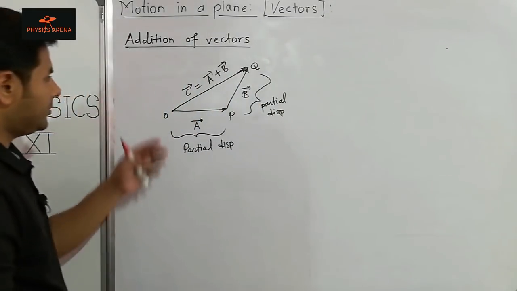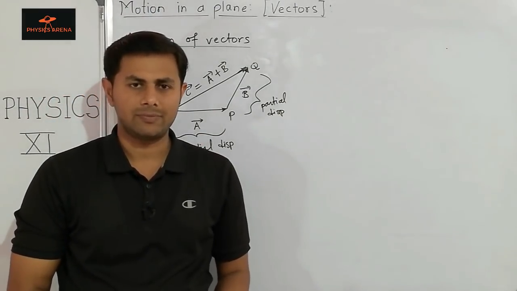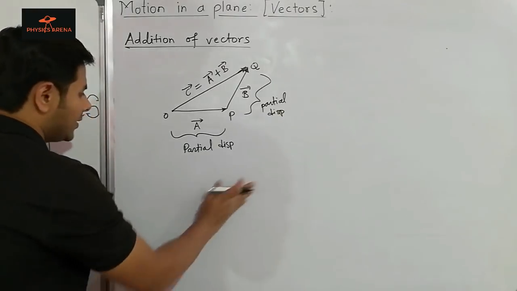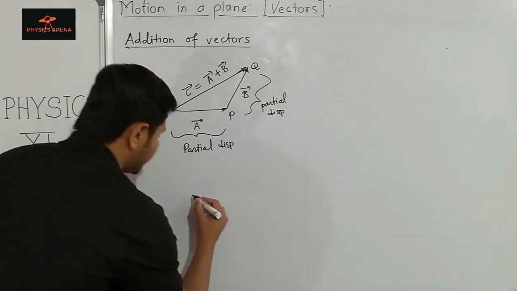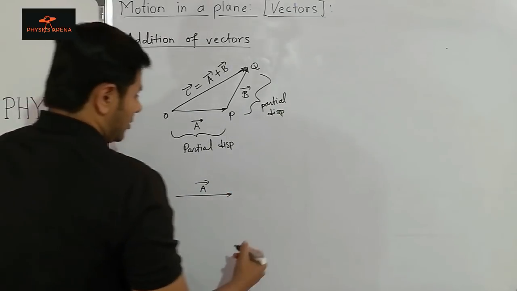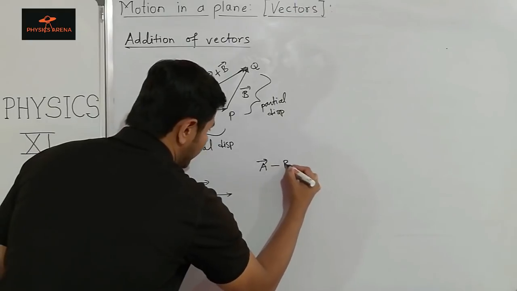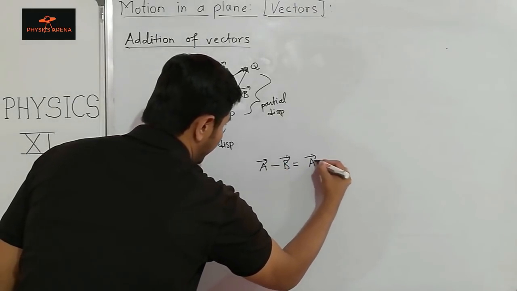Now suppose I want to subtract B bar from A bar. What should I do? So we know that subtraction is also addition. So suppose this is A bar. I want to perform this operation, a bar minus b bar, which is equal to a bar plus minus b bar.